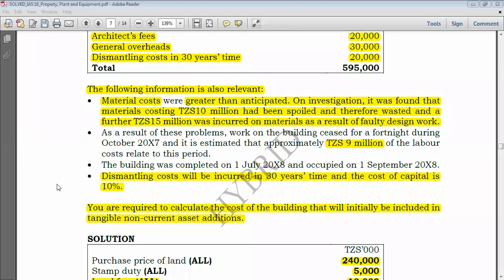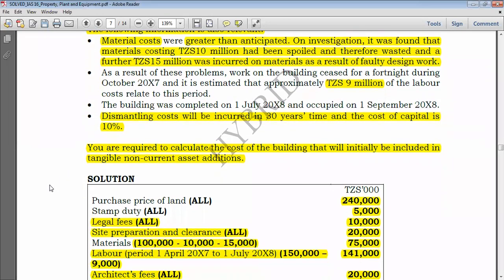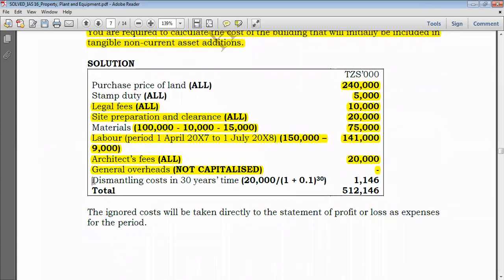So you have to discount the amount, just like this one here, dismantling cost 20,000 over 1 plus 0.1 power 30, arriving at 1,146. You can see how the value has diminished from 20,000 to 1,146. So just sum your figures here and obtain the initial cost of the asset, which is 512,146, just like this. As we said, the ignored cost will be taken directly to the statement of profit or loss as expenses for the period. So we'll just expense them.